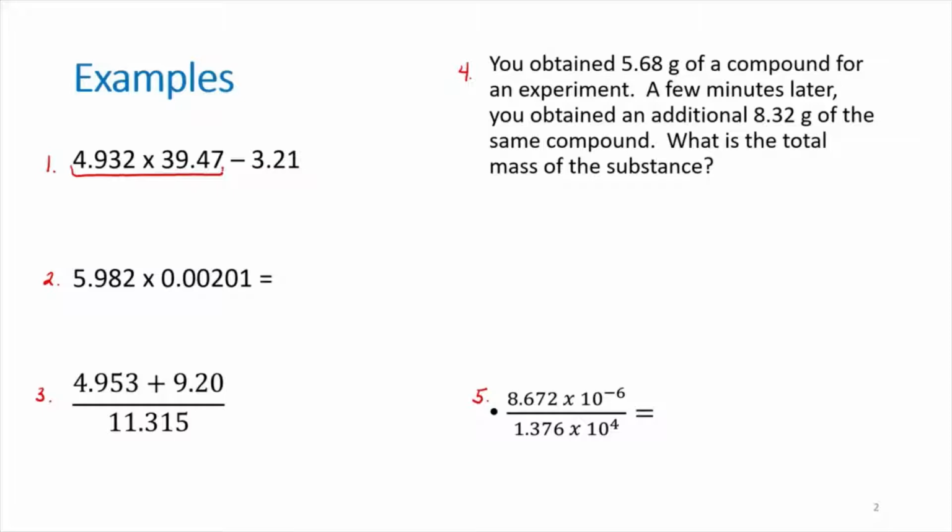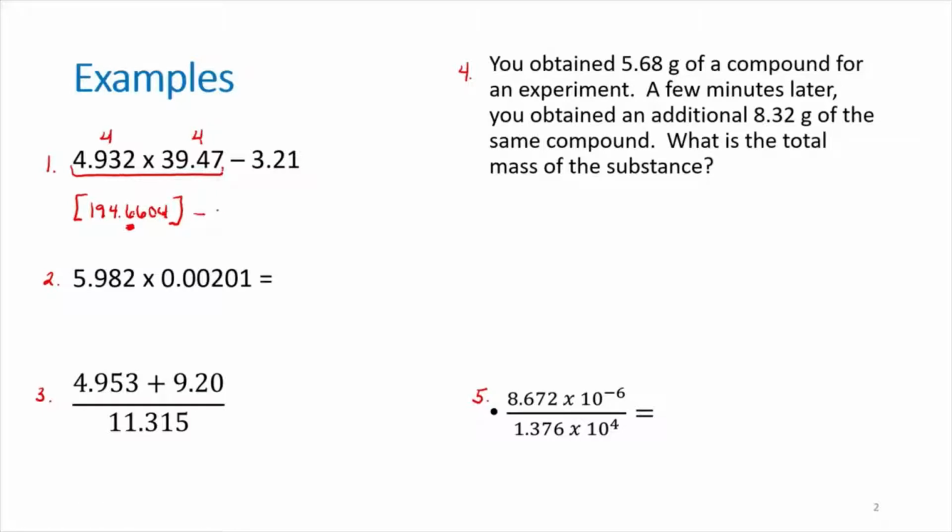Okay, so 4.932 has 4 sig figs. 39.47 also has 4 sig figs. When I multiply these two together, I get a calculated answer of 194.6604. And I know I want 4 sig figs. I'm not going to round yet. I'm not going to round until the end because I don't want to create round-off error in my measurements. I am, however, going to mark where that sig fig should sit. In this case, 4 sig figs would be my tens place.